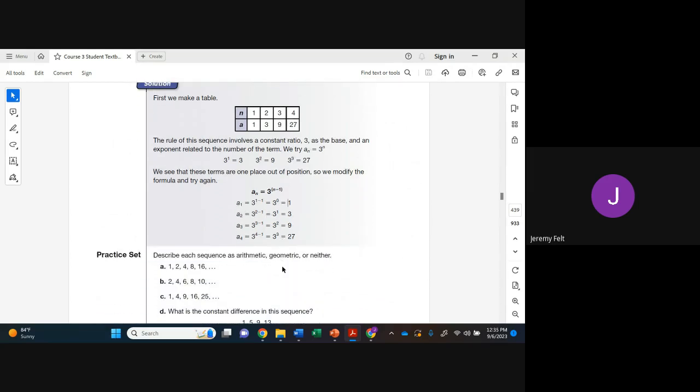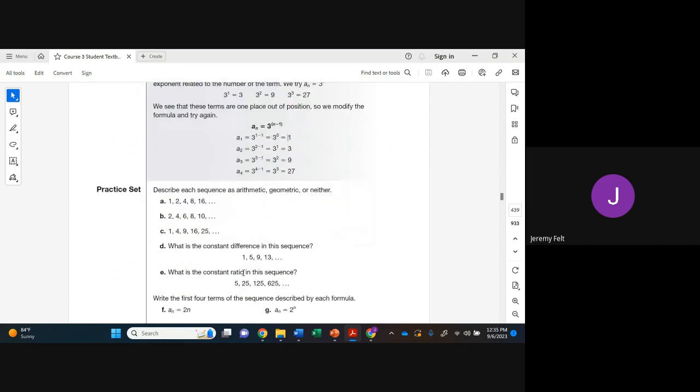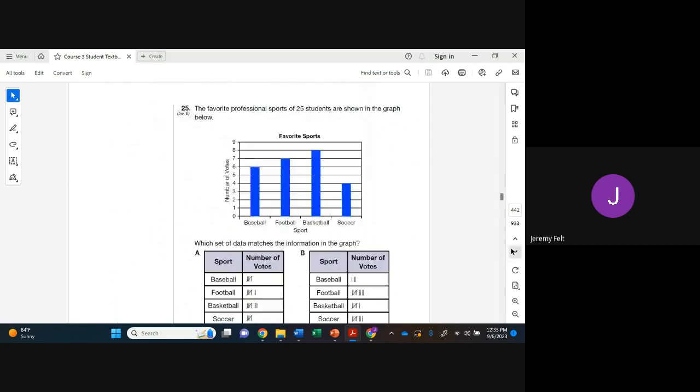So arithmetic and geometric, we graph these. We can graph them just like functions based on our tables. Our n is our input, our a is our output. We need to know the number of the term in order to calculate the value. And so that's what we'll have. So we'll look at these practice set problems as a class.